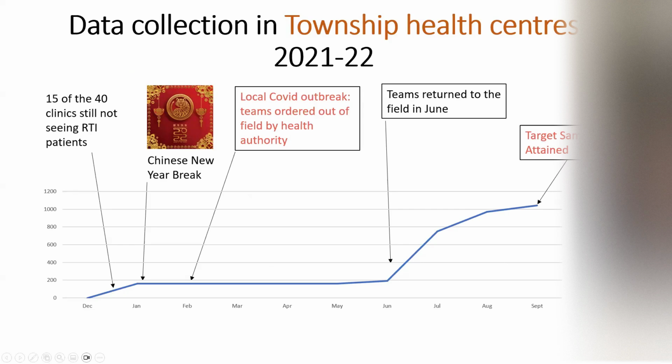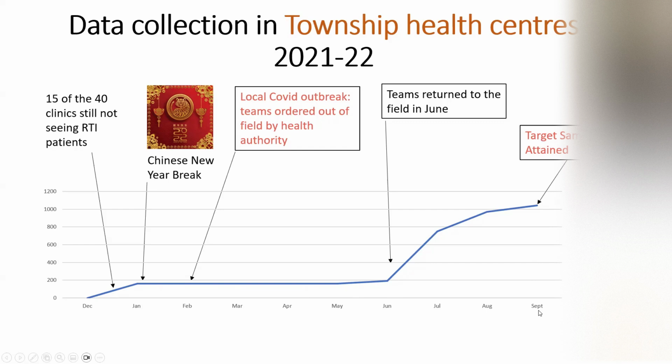So this is how we evaluated the intervention. Our study finally focused on the township health center because of the impact of COVID-19. The village clinics were not allowed to see RTI patients for a very long time after COVID-19, so we only focused on the township health center. This figure shows how we collected the trial data. We implemented our intervention in December 2021. You can see COVID-19 still interrupted the data collection for a long time until June, when the team returned to the field, and then the number increased very quickly, and we met the target number in September.